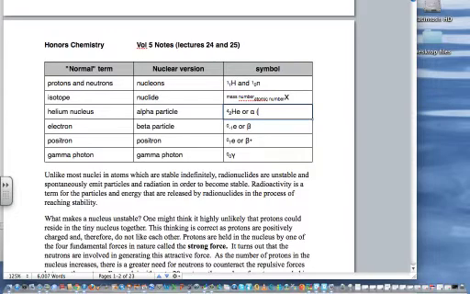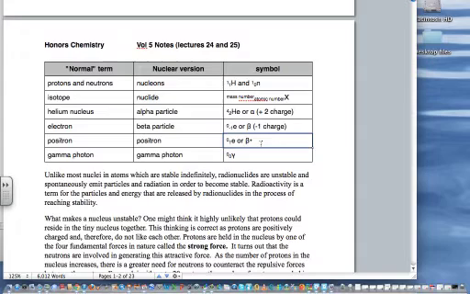Probably something I should put off to the side, so I'll do that now while we're talking. +2 charge, pretty massive particle. An electron or a beta particle has a 0 on top because it does not contribute to the mass number, which is only protons and neutrons, and -1 on the bottom because of what happens in the nucleus during beta radiation. Okay, and that has a charge of -1.